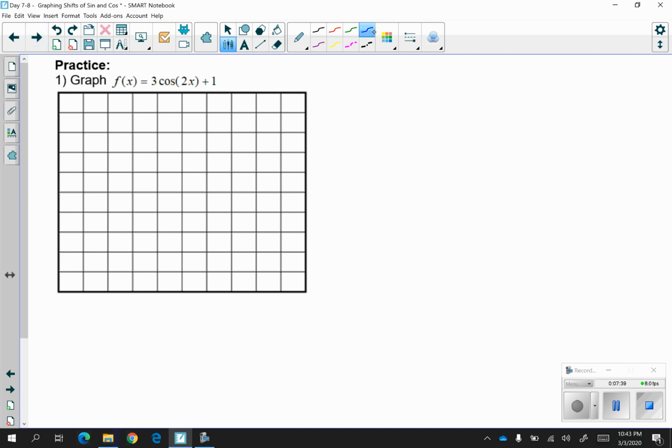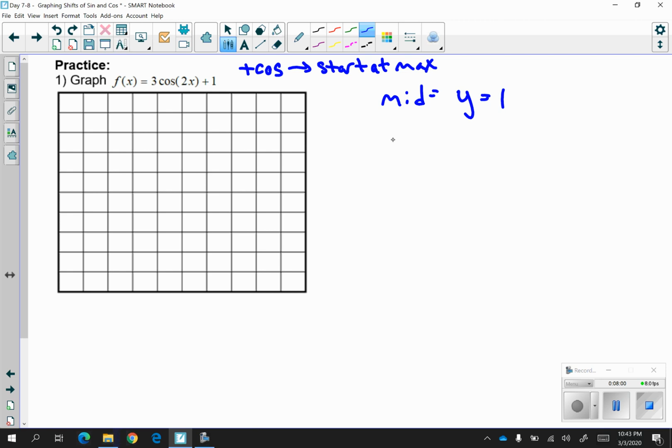Because this one's a positive cosine curve, you're going to start at the max. The first thing you should always be finding is your midline, which in this case, that vertical shift is y equals 1.